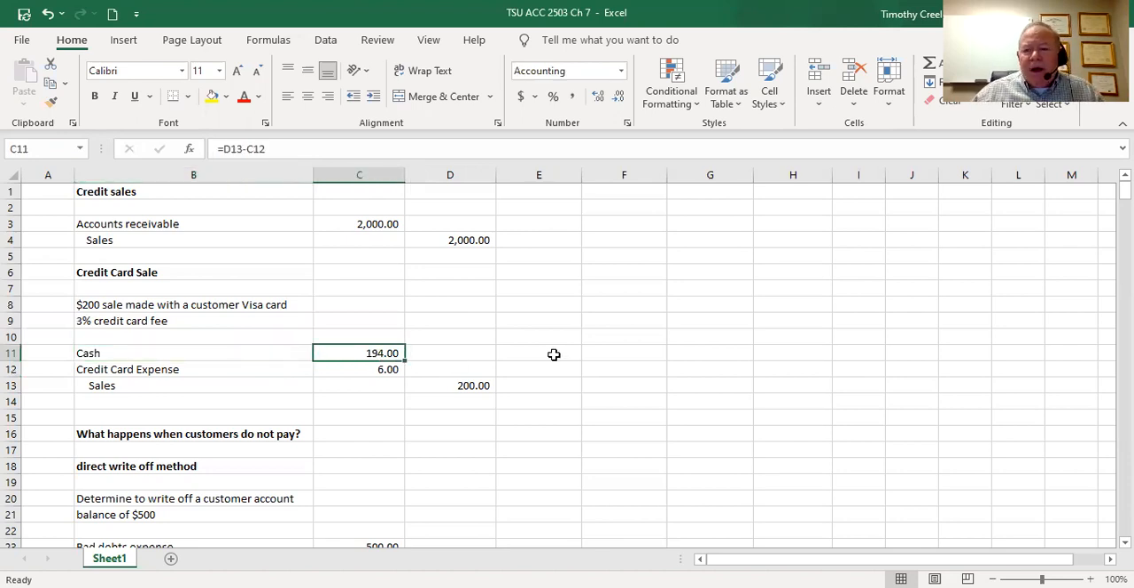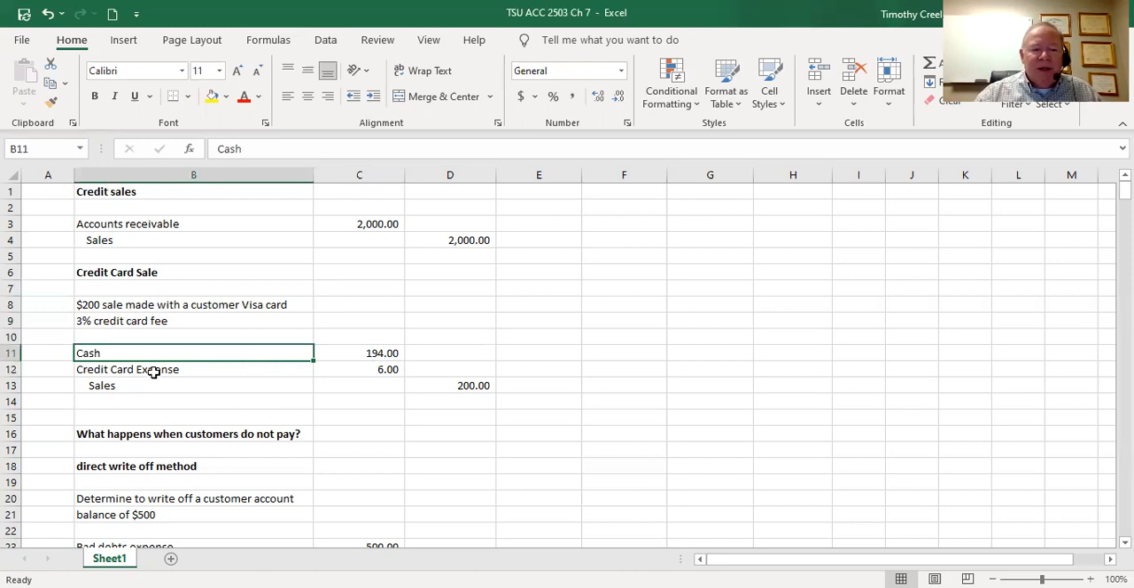Now, companies just debit cash for credit card sales like this because typically they have an arrangement where the money is going to come into their account the next day or the day after. It's a pretty quick turnaround. So companies just go ahead and debit cash. Credit card companies are going to pay them pretty quickly. They tend to have arrangements like that.